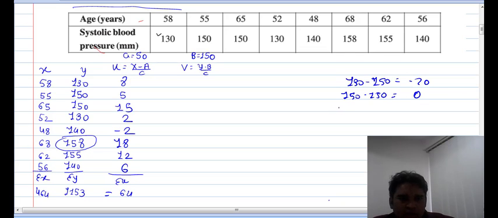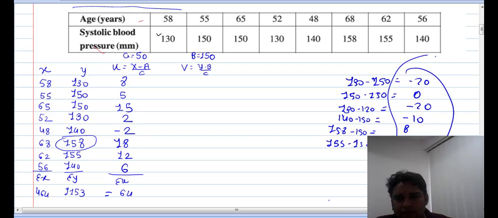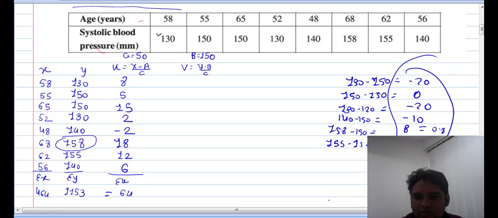Then 130 minus 150 gives me minus 20, 140 minus 150 is minus 10, 158 minus 150 gives me 8, 155 minus 150 gives me 5. Now what is the common divisible factor for all these numbers? We can divide by a simple 1. If we divide by 10, here we will get 0.8 and here we will get 0.5.